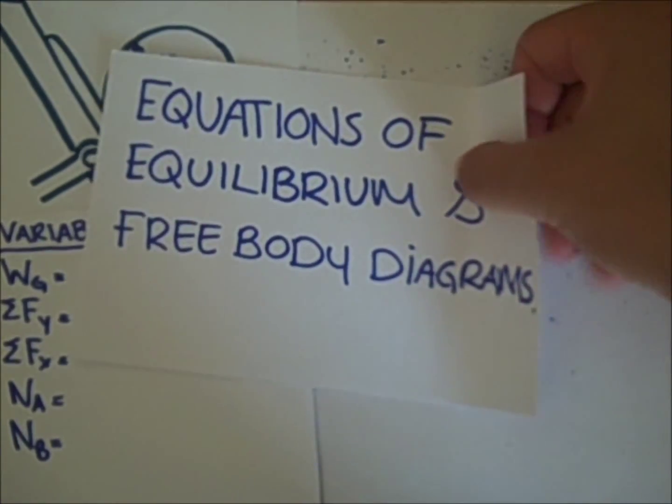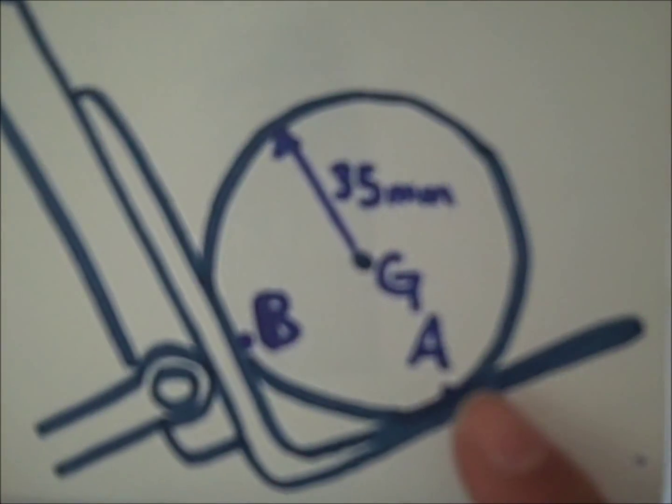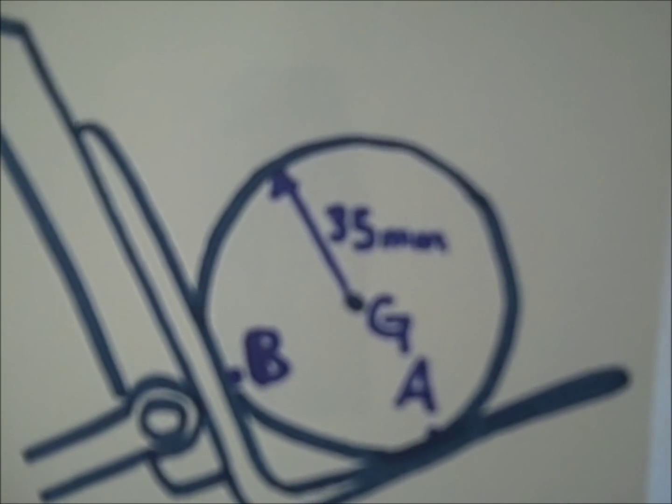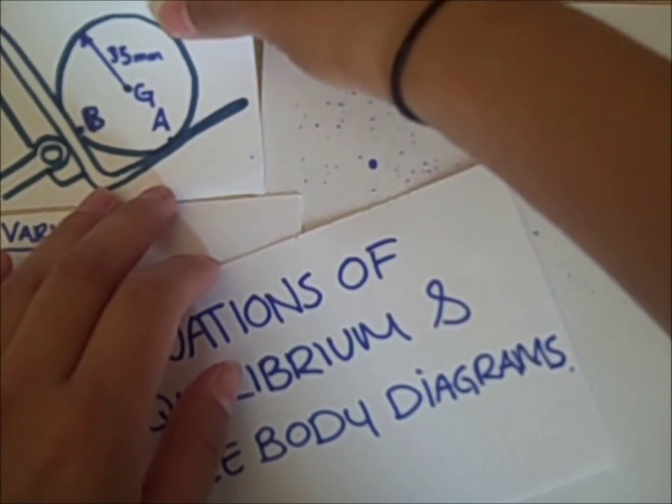Alright, so we're going to be doing equations of equilibrium and free body diagrams today. And our problem of the day is to find the normal force of A and the normal force of B of a 25 kilogram roll with 35 millimeter radius. Okay, got it? Alright, so let's attack this problem.